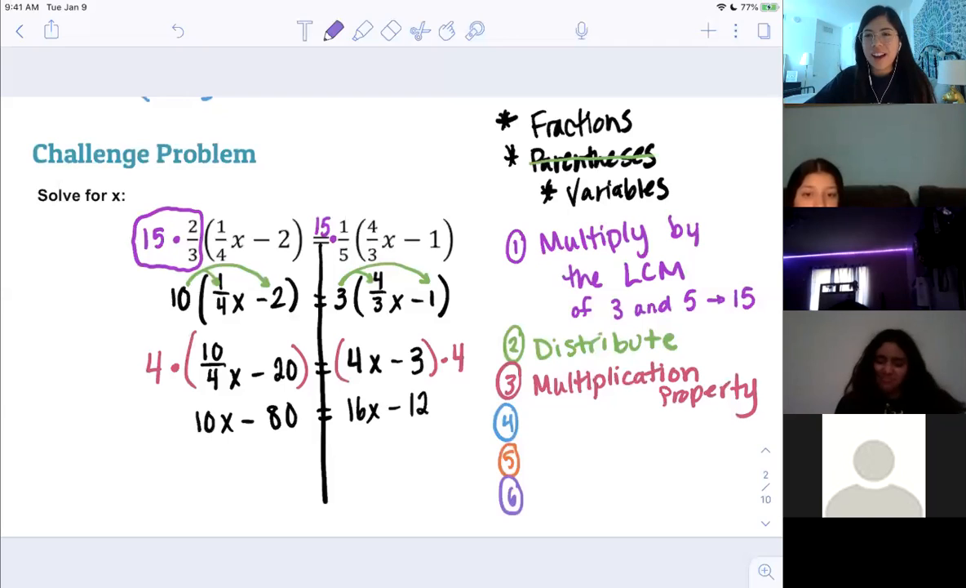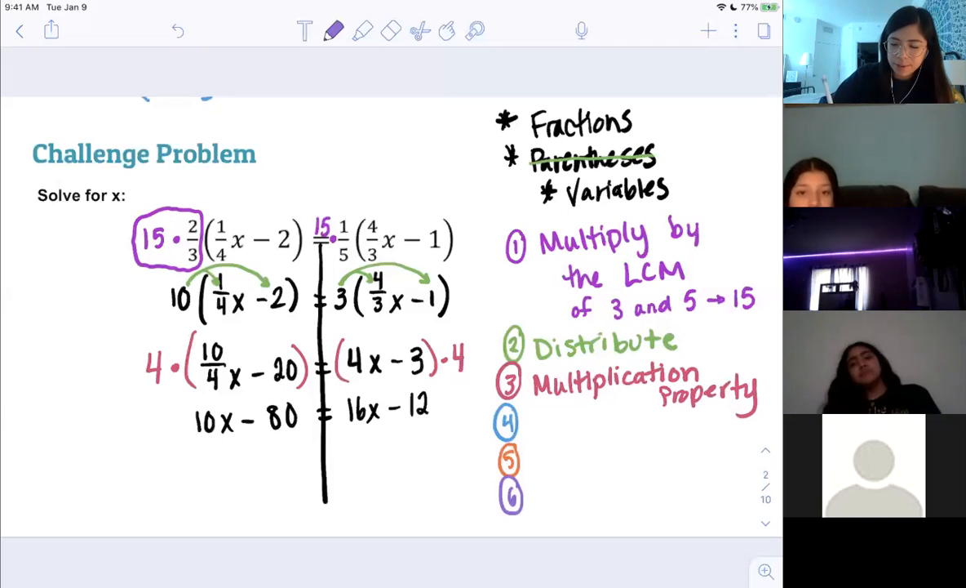Alrighty. So I have, okay, good. I got one more correct answer. So here we go. Step 4. Who can tell me what to do with step 4?